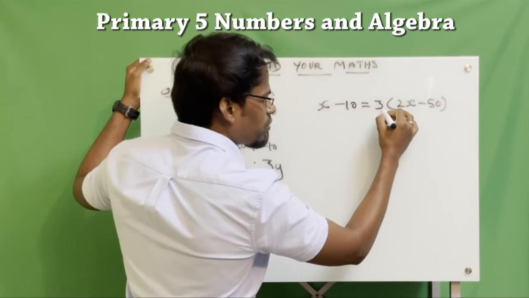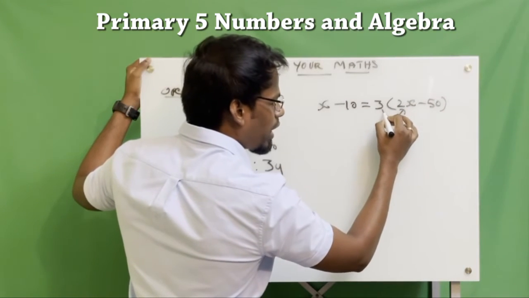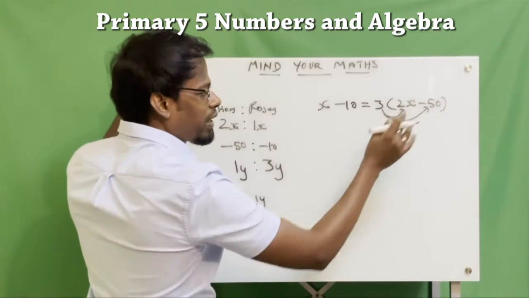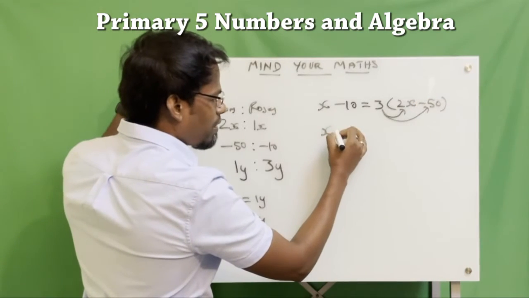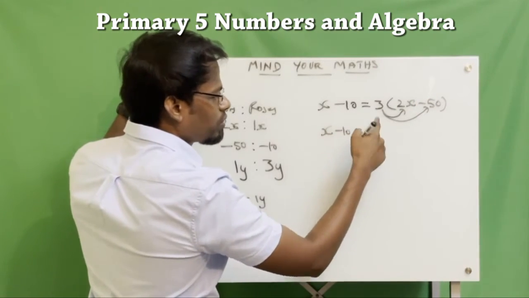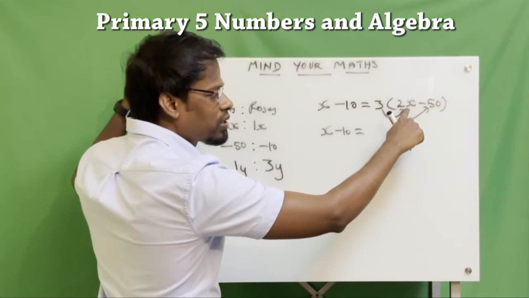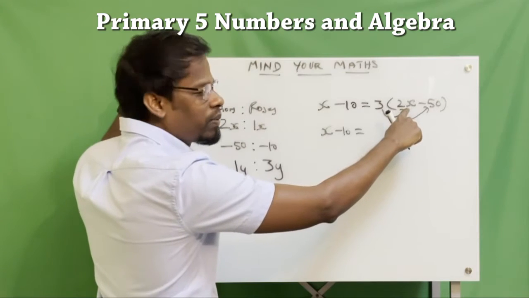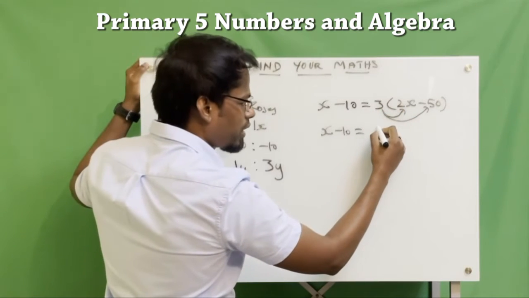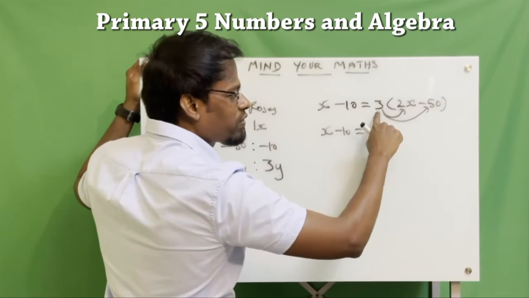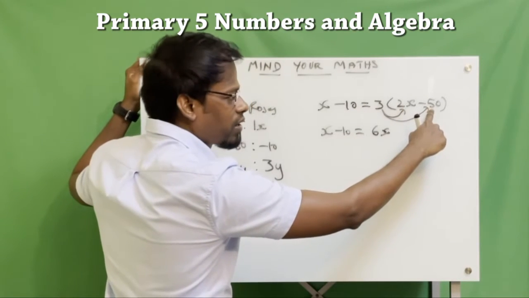So we just multiply this 3 with this one and then 3 with this one as well, right? So that we remove the bracket. So x minus 10 equals, this is positive 3 and then this is positive 2. So the end result will always be positive. So 3 times 2 is 6. 6x, and then this is positive 3, this is negative 50, right?